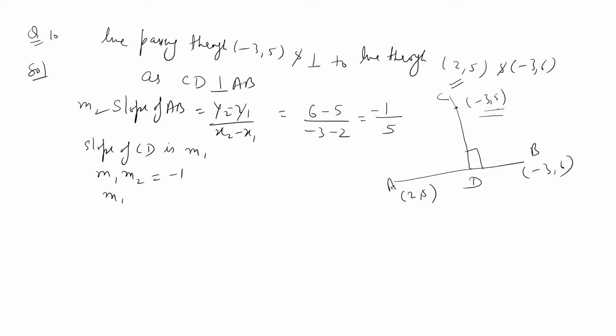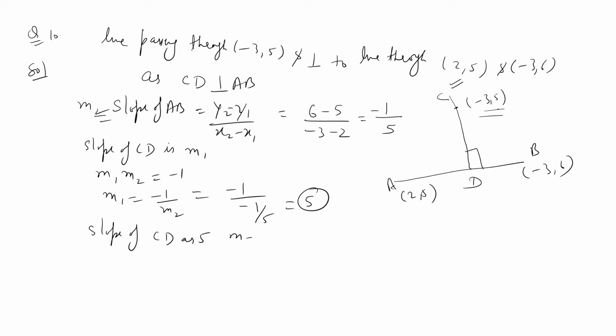So the slope of M1 is minus 1 upon M2. So M2 is, if you take this, then minus 1 upon 5, I will get the slope of CD as 5, right? So M is 5 and the line passes through the point minus 3, 5. So this will be the x1, y1. So using point slope form, you should be able to understand which form is applicable, right?